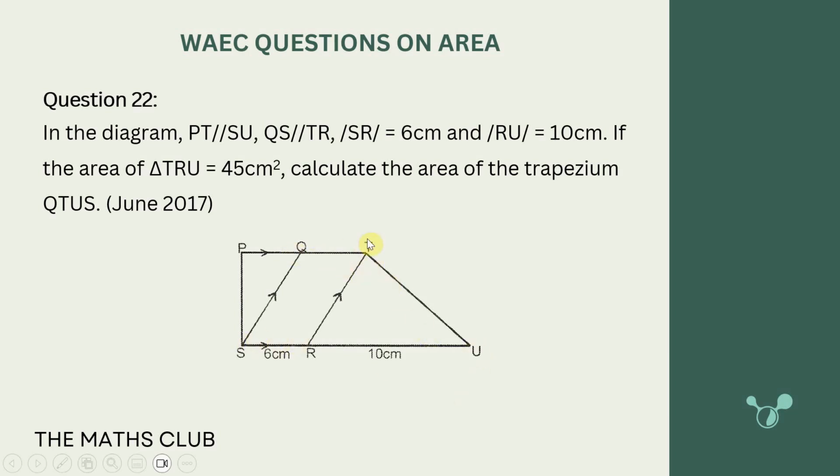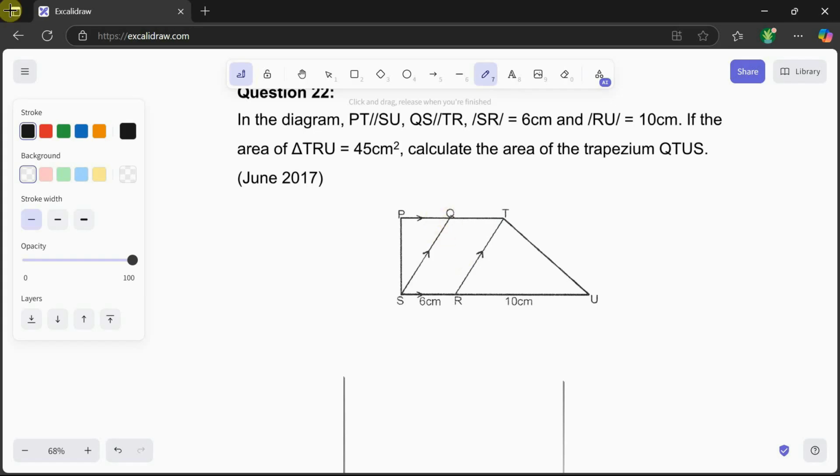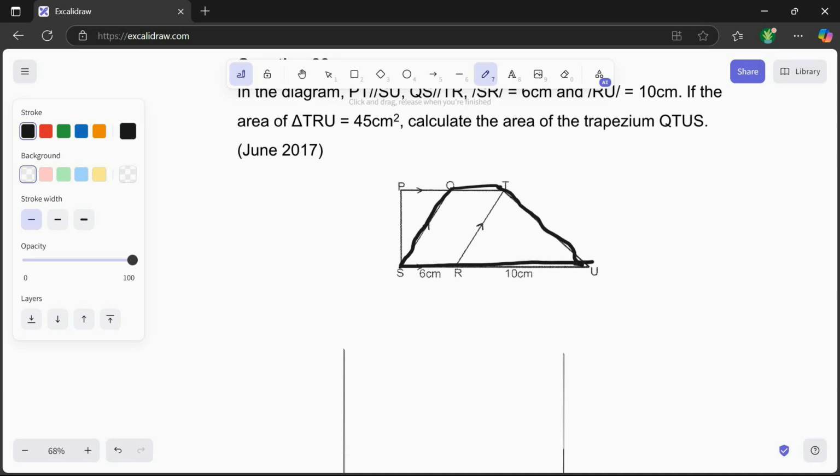So QTUS is the trapezium that we're finding the area of. We're told that the area of the triangle CRU is 45 centimeters squared. We know that the area of a triangle is half base times height. So that will be half times the base, which is 10, times the height, which is unknown, the perpendicular height. That will give us the height of the trapezium.